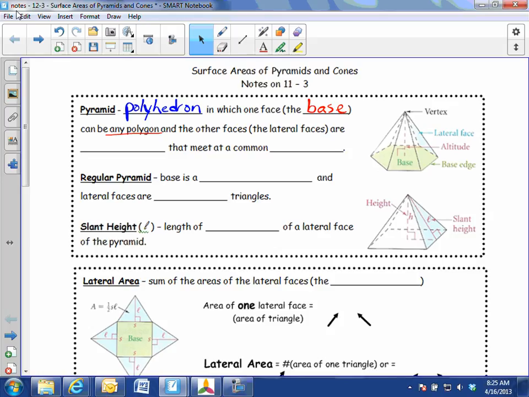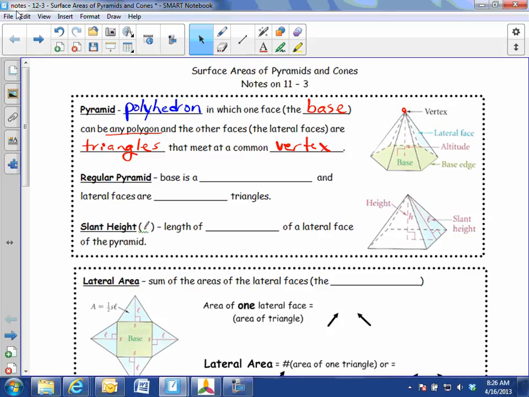In this case, this one is a rectangle or a square. It could be another triangle, it could be a pentagon, it could be an octagon, it could be whatever. Okay? And the other faces, the lateral faces, are going to be triangles. Just like yesterday, we were talking about the prisms, all the lateral faces had to be rectangles. With the pyramid, they all had to be triangles. And they all need a common vertex. Remember, vertex means corner. In this case, vertex means the top point of the pyramid.